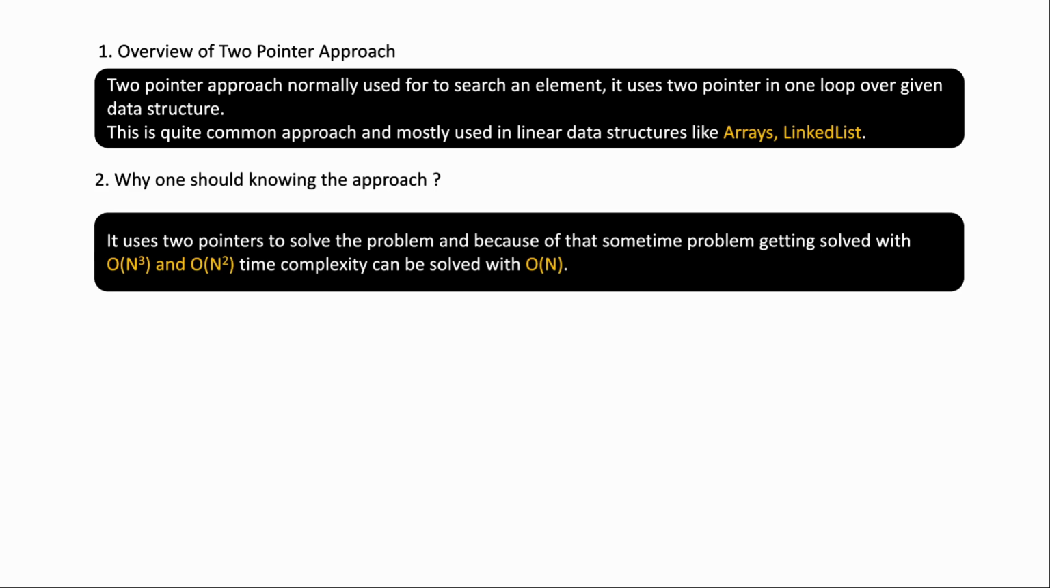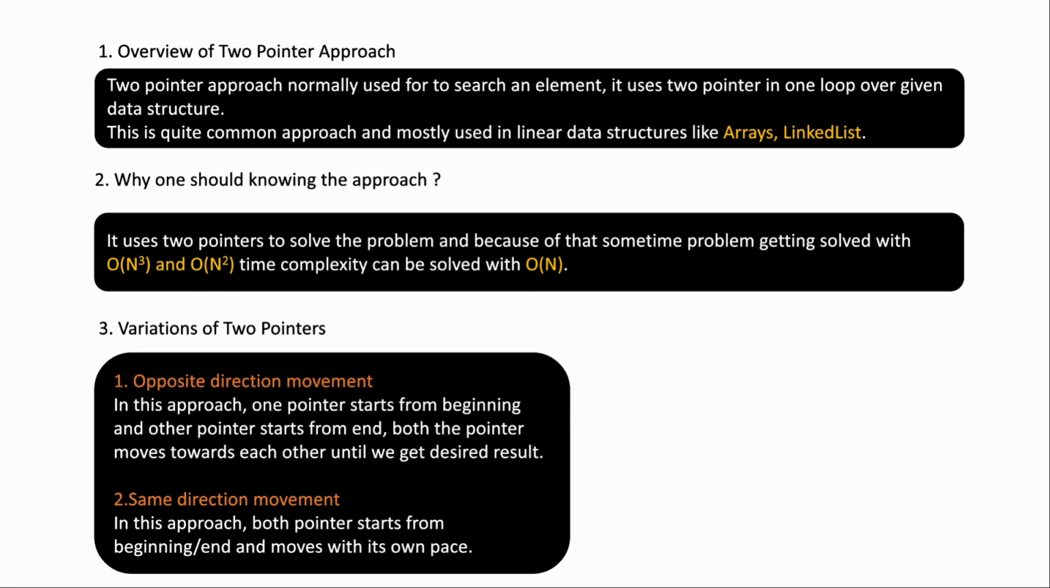All right, now let's understand the two different ways of the two pointer approach. The first one is opposite direction movement. In this approach mostly one pointer starts from the beginning of your data structure, and the other pointer starts at the end. So if you see in the image, one pointer will start from the head and the other pointer will start from the tail, and both will move towards each other until they find the desired result.